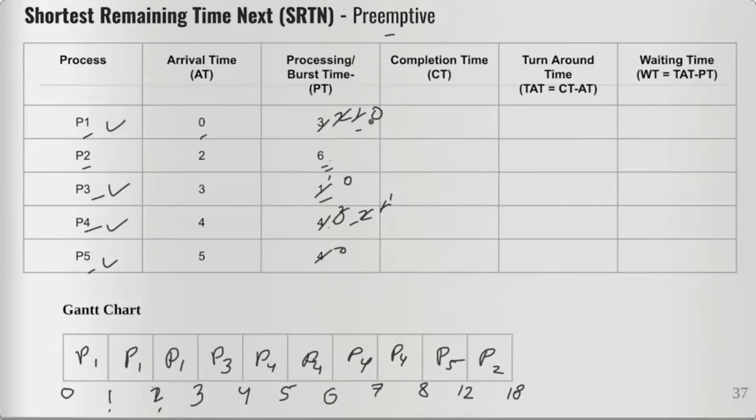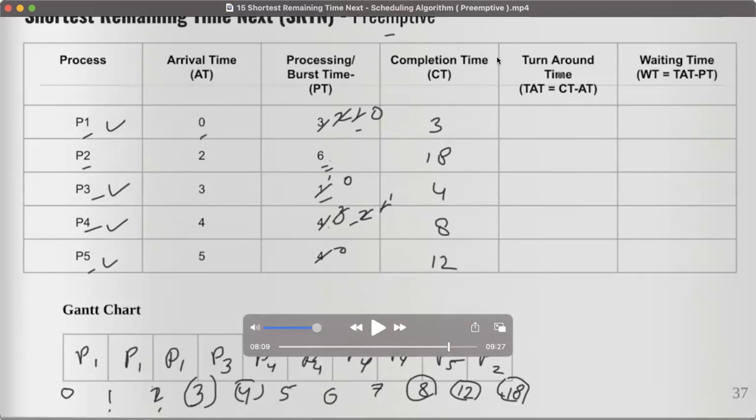All right, let's calculate the completion time. When did P1 get completed? Let's look from behind. P1 completed at 3. P2 got completed at 18. P3 got completed at 4. P4 got completed at 8, and P5 got completed at 12. Okay guys, I'm stopping the share.